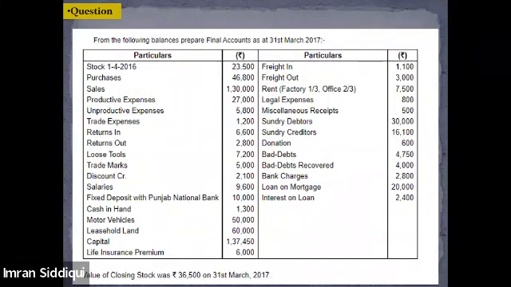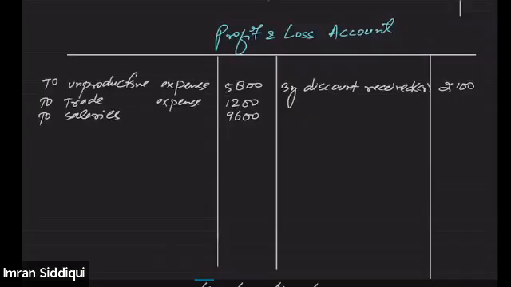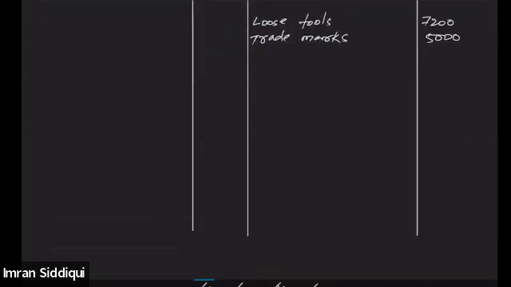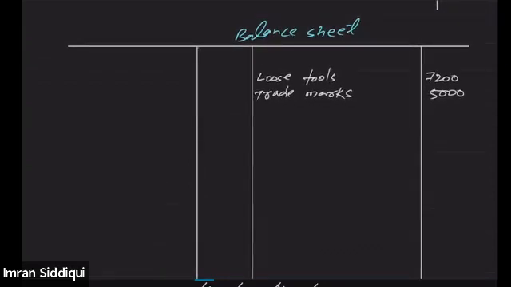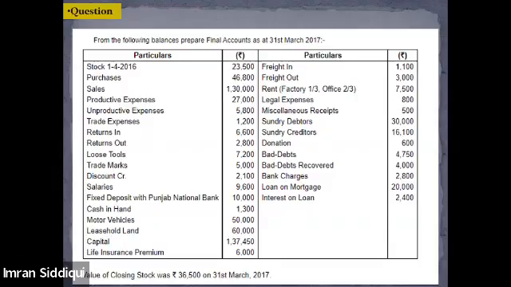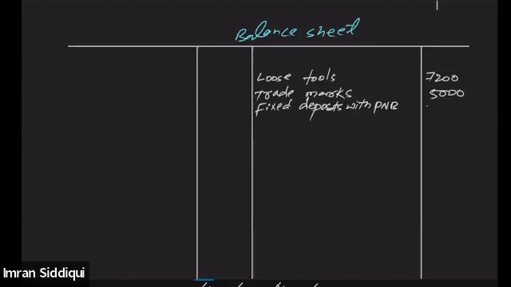Then fixed deposit with Punjab National Bank. Fixed deposit with Punjab National Bank, it is an asset. In fact, it comes under the fixed asset category. Alright, so we'll move to the balance sheet section and write down fixed deposit with Punjab National Bank, PNB, and the amount was 10,000.